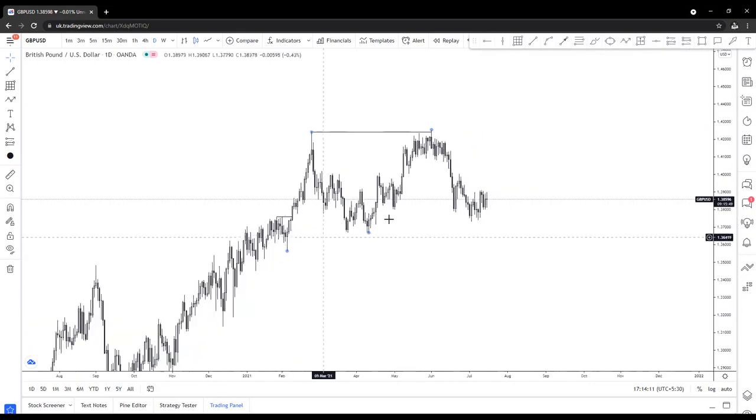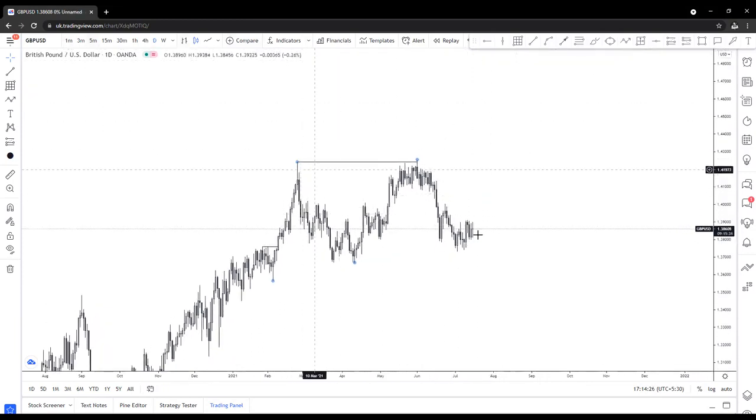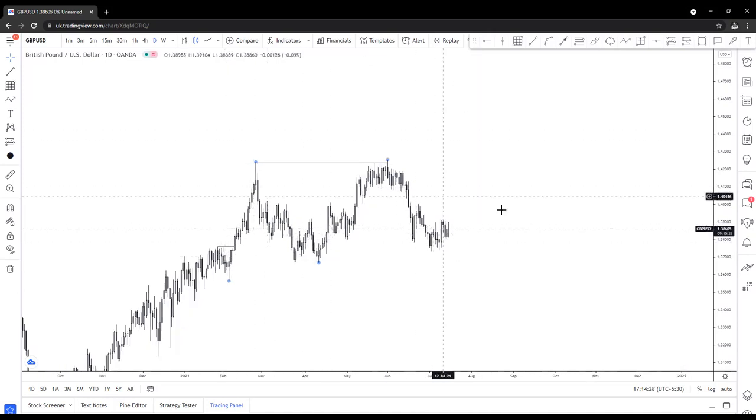Now, even though this was a weekly trading range from this low to this high, the 1 hour will have its own trading range. The 15-minute will have its own trading range, and even the 1 minute will have its own trading range. So the most important thing is you need to know market structure.